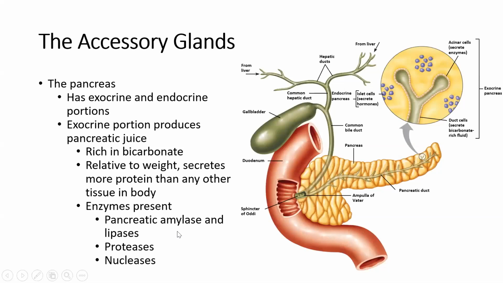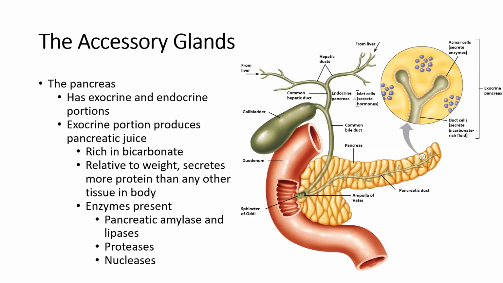Let's talk about the pancreas. So the pancreas is another one of those accessory glands. The pancreas has both exocrine and endocrine function. When we looked at the endocrine system last semester, we talked about the islets of Langerhans, which are the clusters of endocrine cells, alpha, beta cells that secrete insulin that are found throughout the pancreas. That is not to be confused with the exocrine part of the pancreas that we're talking about now.